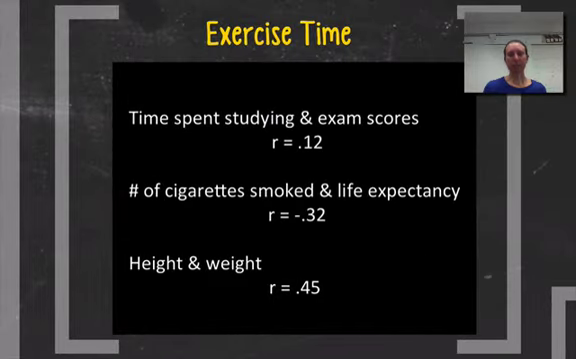Just to get a sense of things, here's a little bit of practice. Look at each of these. We can think about, and this is made up data, time spent studying and exam scores. How would you describe that correlation? And here are a few others as well.